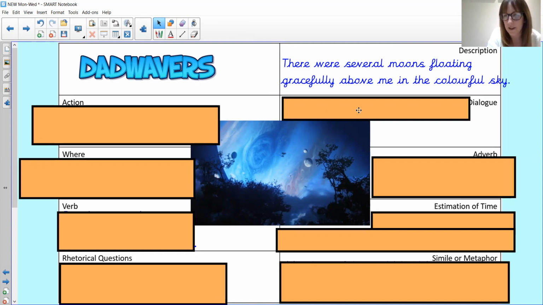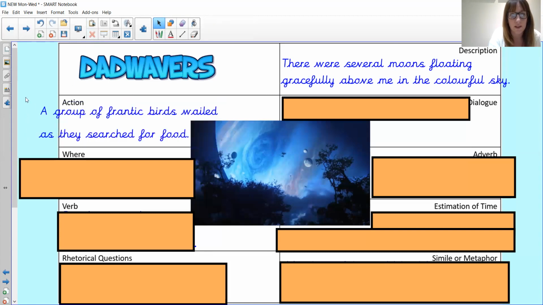Okay, let's go on to the next one. Let's go on to action. So I'm thinking about something that's happening that might be a bit exciting. Now, there might not be much happening in this picture, which is why I said you can think about the other settings that you've looked at as well. So I've written, a group of frantic birds wailed as they searched for food. Okay, so something that is happening.